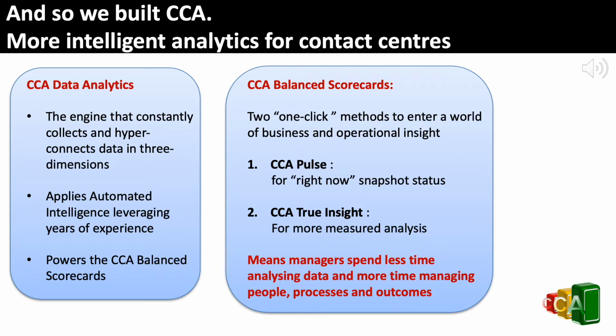CCA Pulse provides right-now snapshot information and uses data provided by the contact center systems managing voice, chat, and other channels. CCA True Insight is for more measured analysis of information. It additionally uses data from sources such as CRM and WFM. The result is faster access to compelling insight, with managers spending less time working data and more time delivering better outcomes. Next, let's look a little more at CCA Data Analytics.